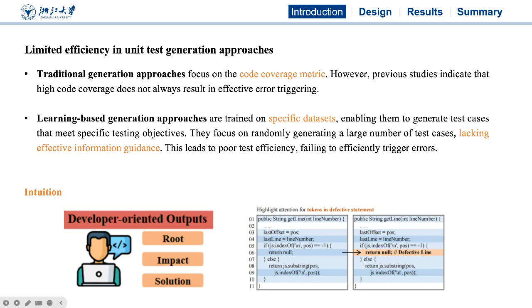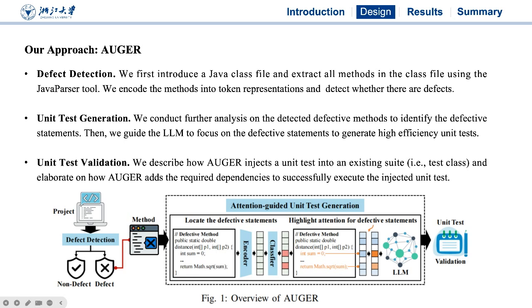To address these limitations, we propose Augur, which consists of 3 main stages: defect detection, unit test generation, and unit test validation. In the defect detection stage, we input a Java class file and use the Java parser tool to extract all methods. We then analyze these methods to identify potential defects.